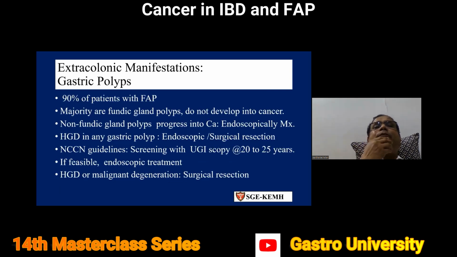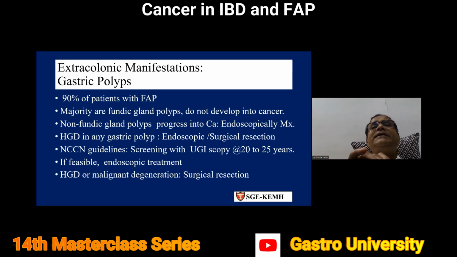Now coming to gastric polyps, 90% of patients with FAP have gastric polyps. The majority are fundic gland polyps. They do not develop into cancer. However, non-fundic gland polyps progress into malignancy and they can be managed endoscopically. High-grade dysplasia in any of the gastric polyps warrants endoscopic or surgical resection depending upon its size and site.